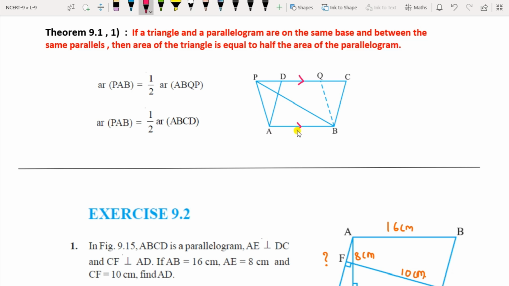So these are the two parallel lines here. PC is parallel to AB, and the area of triangle PAB will be half of the area of parallelogram ABQP. You can see here are two parallelograms. One is ABQP. And these two parallelograms, ABCD and ABQP, lie on the same base AB. So in place of ABQP, you can write ABCD. Therefore, the area of triangle PAB will also be half of the area of quadrilateral or parallelogram ABCD. Right?